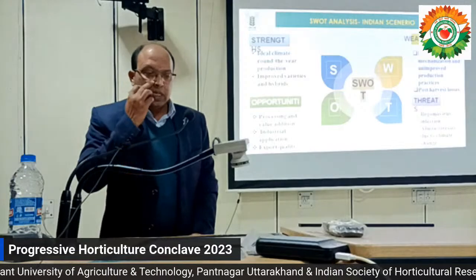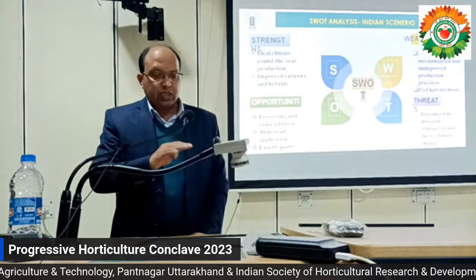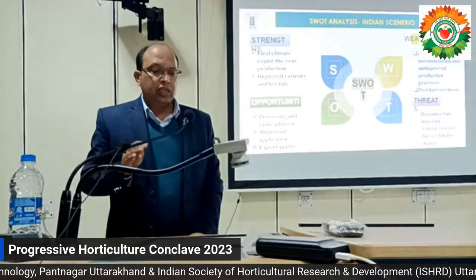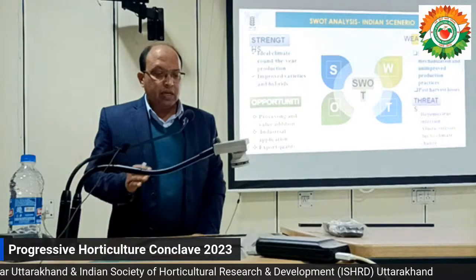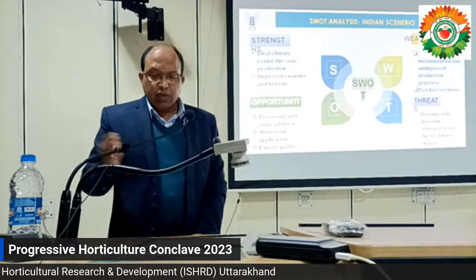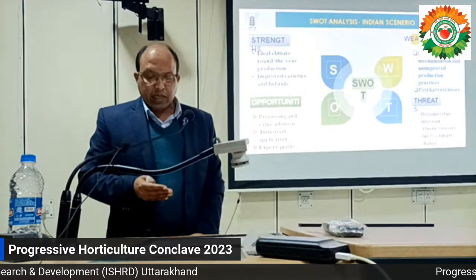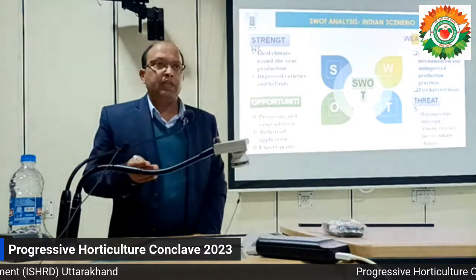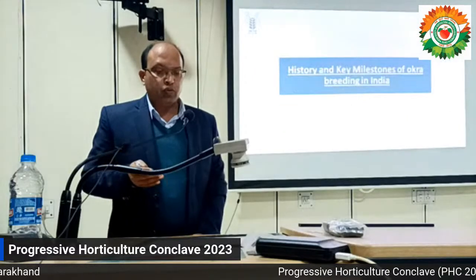If you see the strengths and weaknesses in this crop, the strength is that we can grow it round the year, and improved varieties and hybrids are available with us. That is our main strength. But certain threats are also there, such as viruses or abiotic stresses. They will be the future threats for okra improvement.